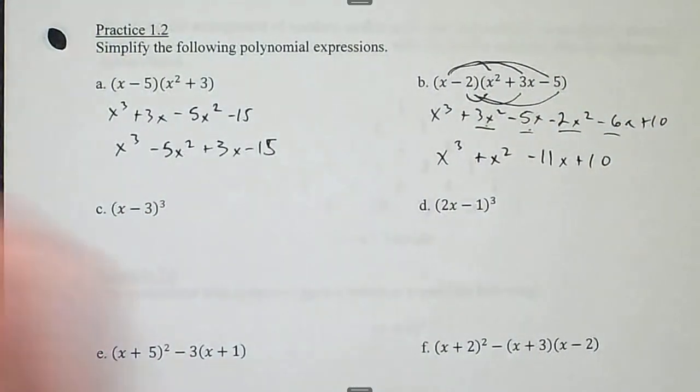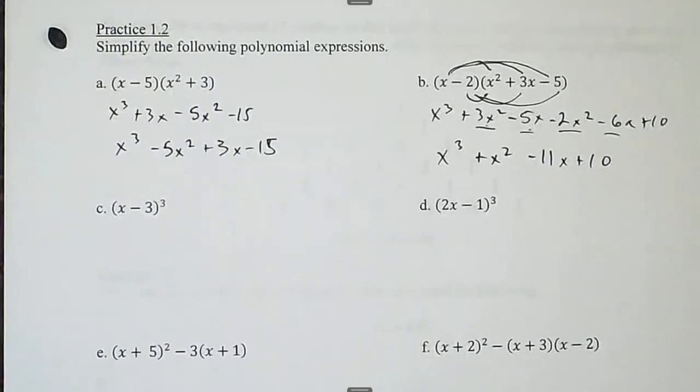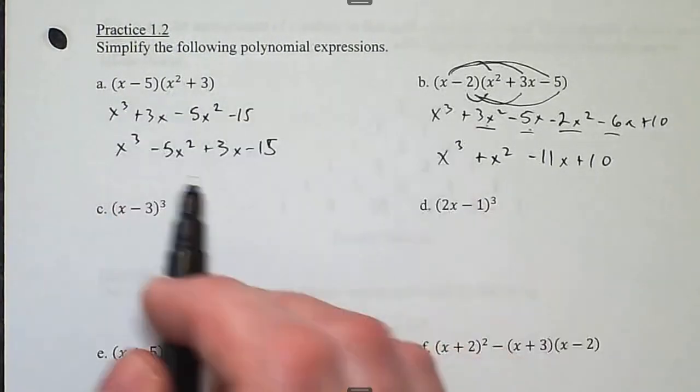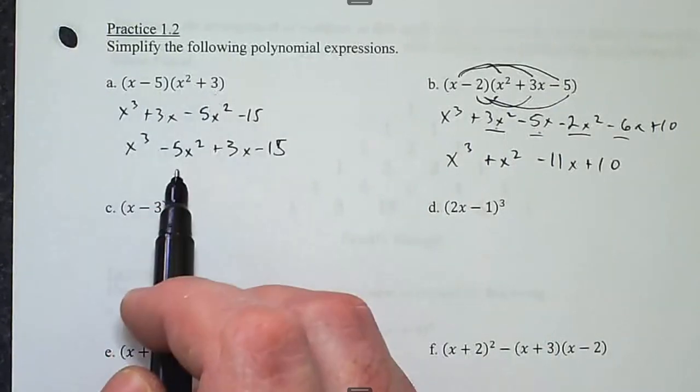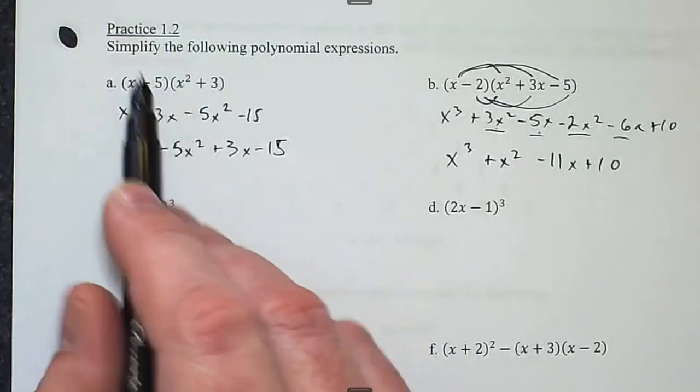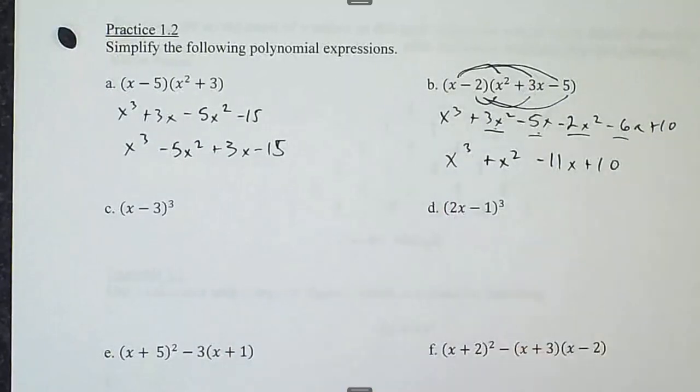Just a quick thing to point out, in A and B, we multiplied together a linear and a quadratic in each case and ended up with a cubic. In other words, degree 1 and degree 2 makes degree 3, because 1 plus 2 is 3.